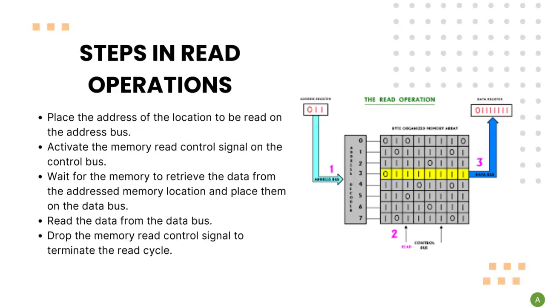Now we will see steps in read operation. Place the address of the location to be read on an address bus. Activate the memory read control signal on the control bus. Wait for the memory to retrieve the data from the addressed memory location and place it on the data bus. Read the data from the data bus. These are the steps in a read operation.